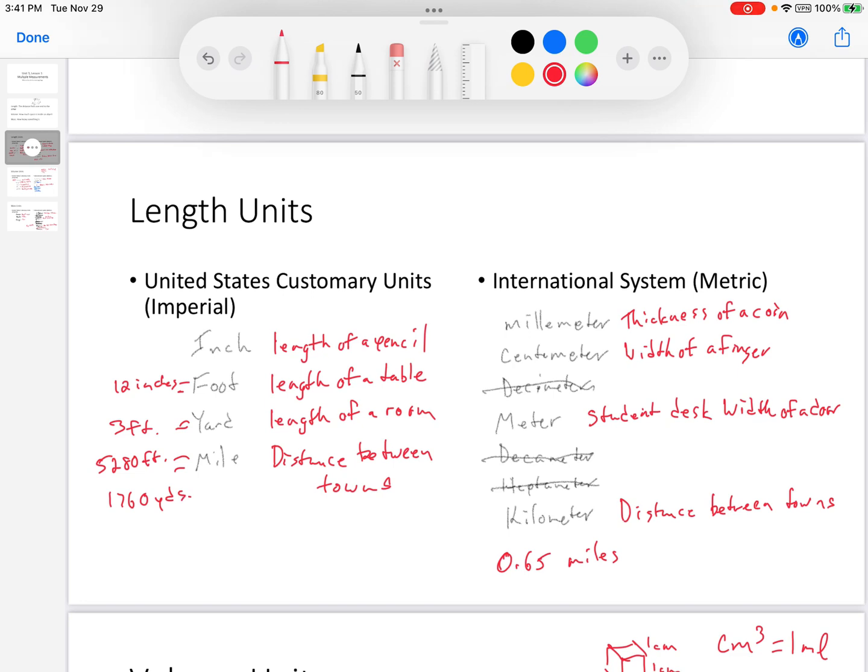A meter is 1 meter. A centimeter is 1/100th of a meter. And then a millimeter is 1/1000th of a meter. And then a kilometer is 1,000 meters. And as I said before, 0.65 miles is 1 kilometer.